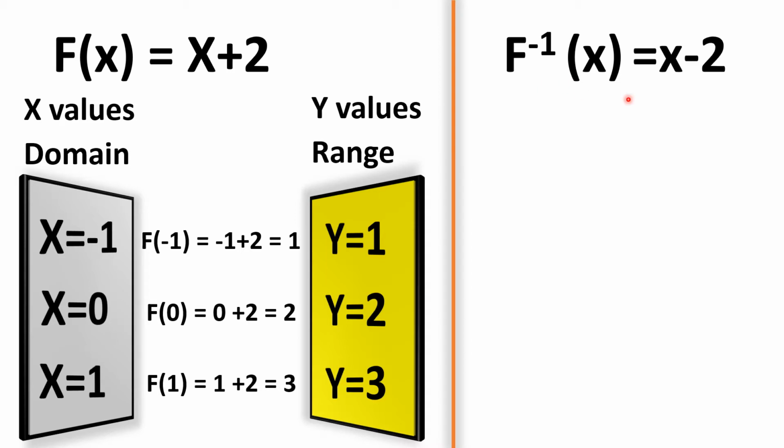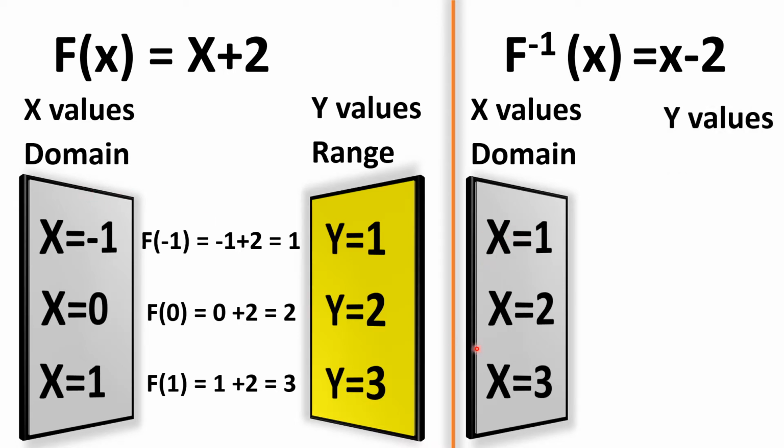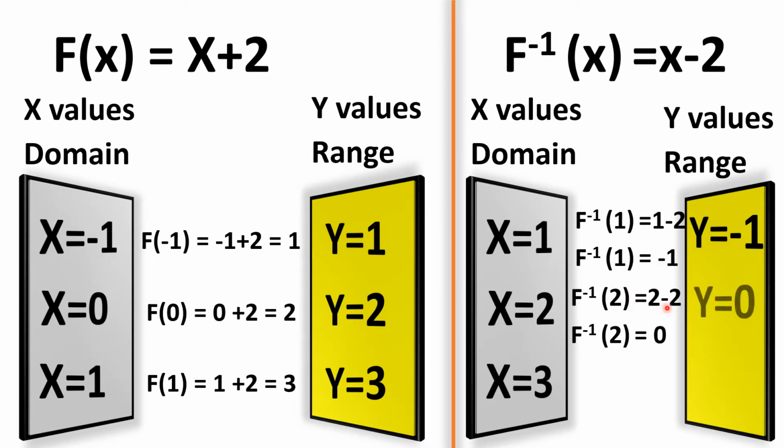Okay, now for the inverse of the function, x minus 2, these are the x values. Let's give it the range values to see if it will give us the domain values. f inverse of 1, 1 minus 2 will be negative 1. f inverse of 2, 2 minus 2 will be 0, and f inverse of 3, 3 minus 2 will be equal to 1. The same as the domain.